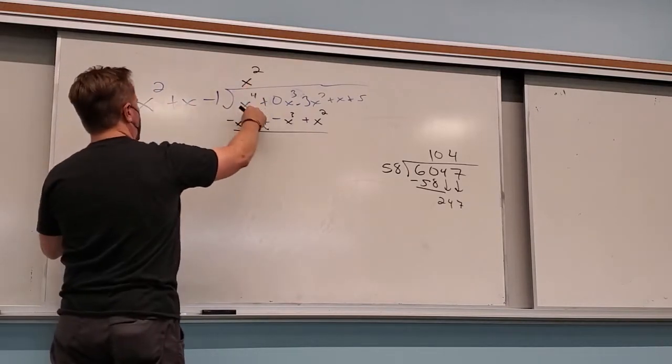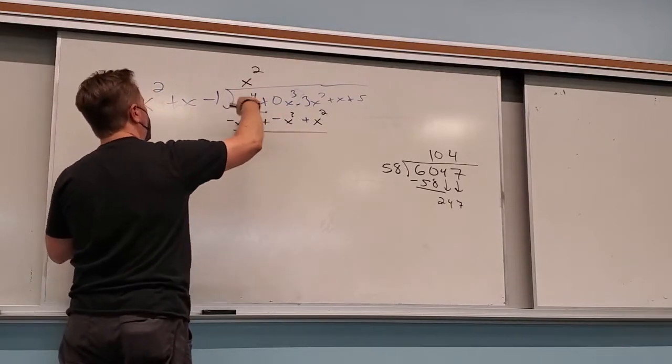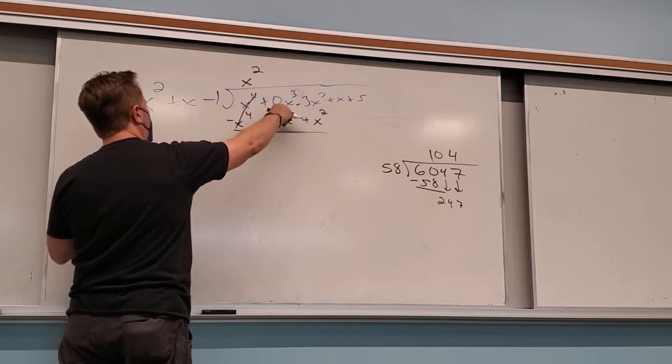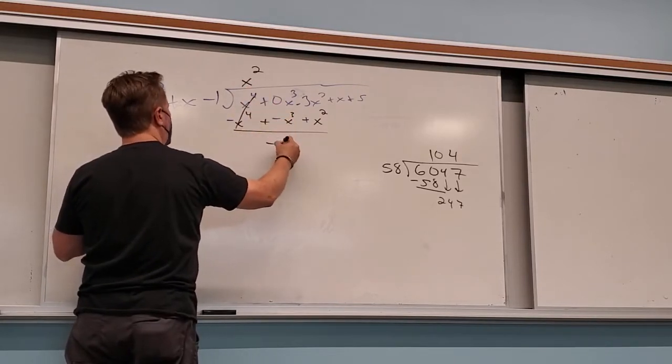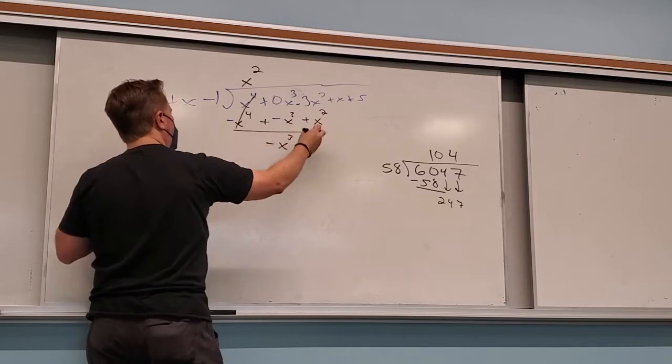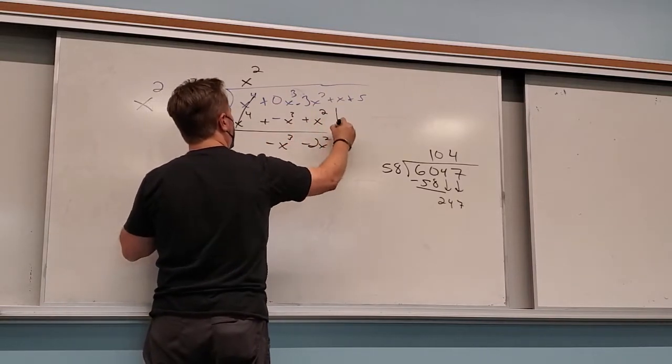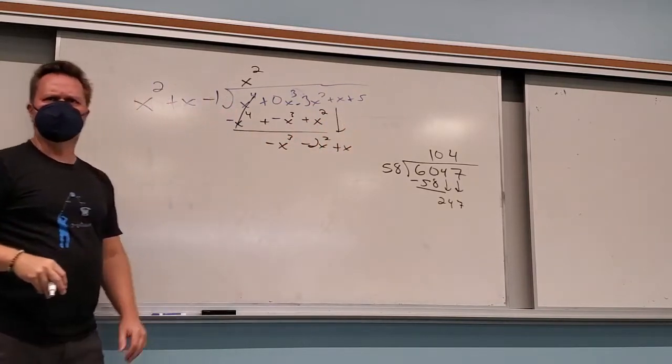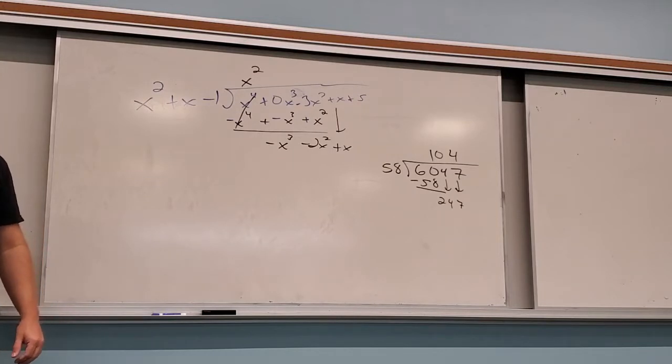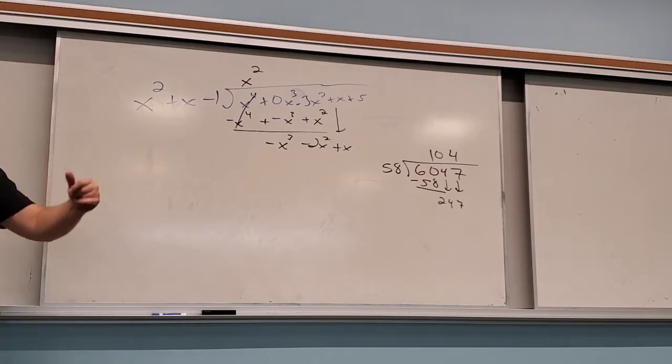X squared times x squared is x to the fourth, then you multiply, subtract, so these cancel. This will be negative x cubed minus 2x squared. Bring down the x. Is that cool? Just bring down the next thing like we do with numbers.